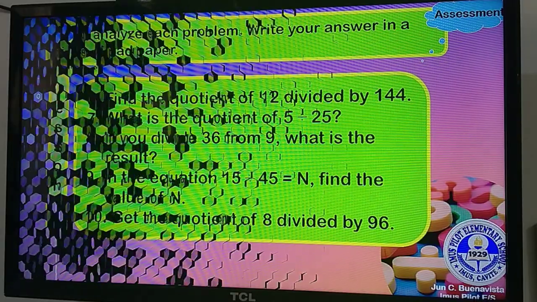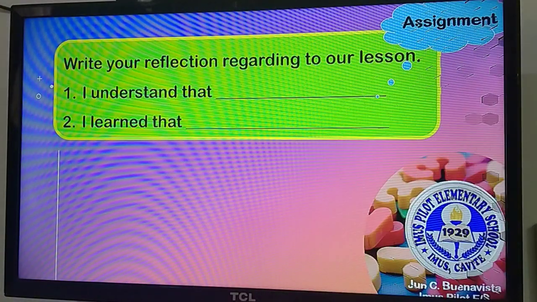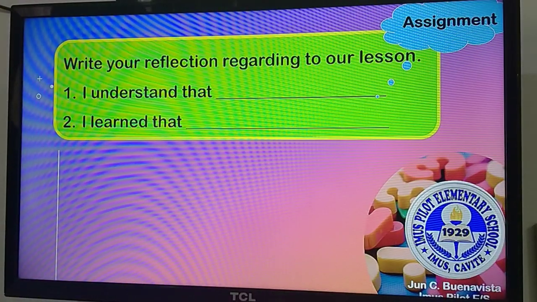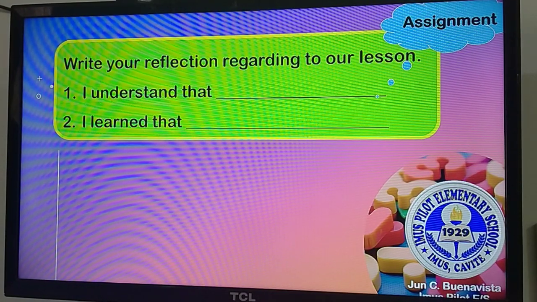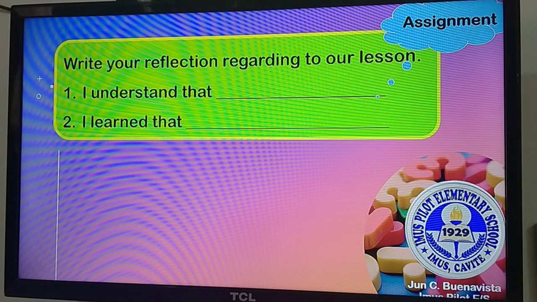Below your answers for your quiz, write your reflection regarding our lesson. So what I understand, what have you understood about our lesson? And I learned that, or what have you learned from our lesson? And you are going to write that in your piece of pad paper below the answers of our quiz.